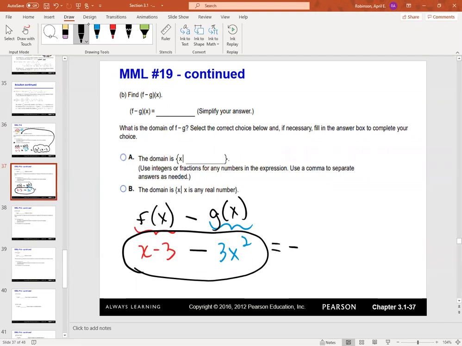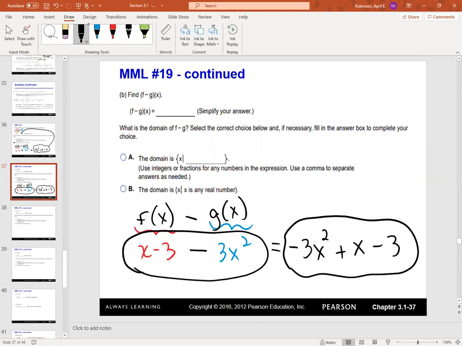Or if you wanted to put it in descending order, you'd put the minus 3x squared first, a plus x second, and a minus 3 third. I don't think Mymathlab cares. And once again, the domain would be any real number. Anything from negative infinity to positive infinity: any real number, fraction, decimal, whole number, positive, negative, no problems.